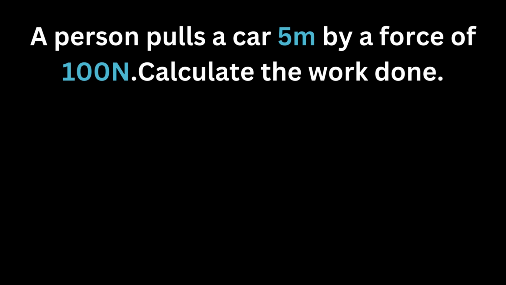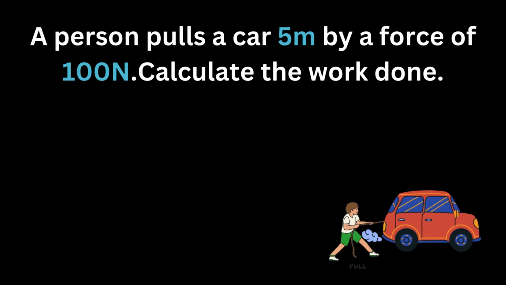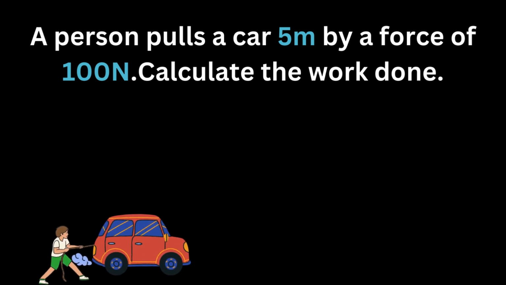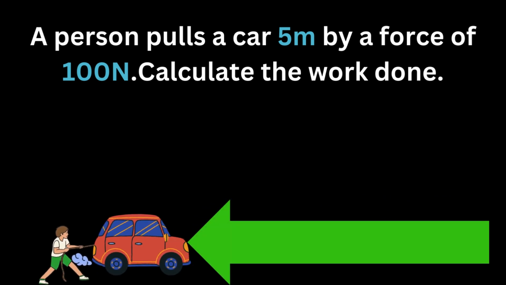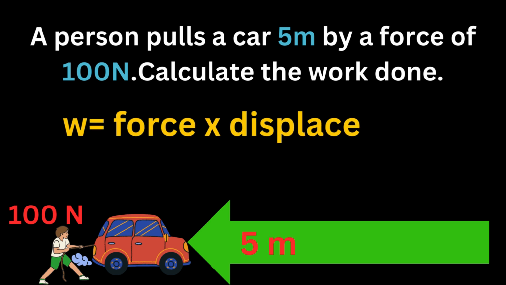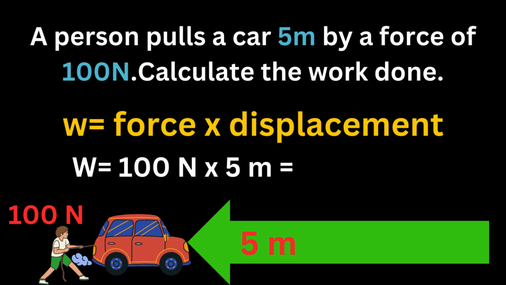We can understand this problem by this animation. A person pulls a car 5 meters by a force of 100 Newton. Calculate the work done. Since work done is equal to force times displacement, we can calculate work done by inserting the values of force and displacement in this formula. Work done is equal to 100 Newton multiplied by 5 meters. Now we have work done is equal to 500 joule.